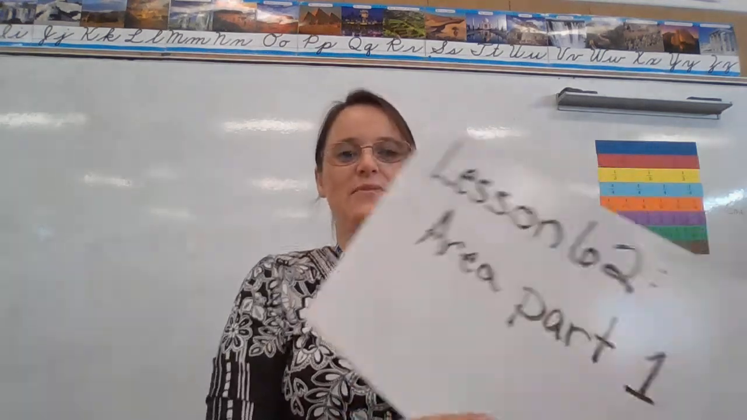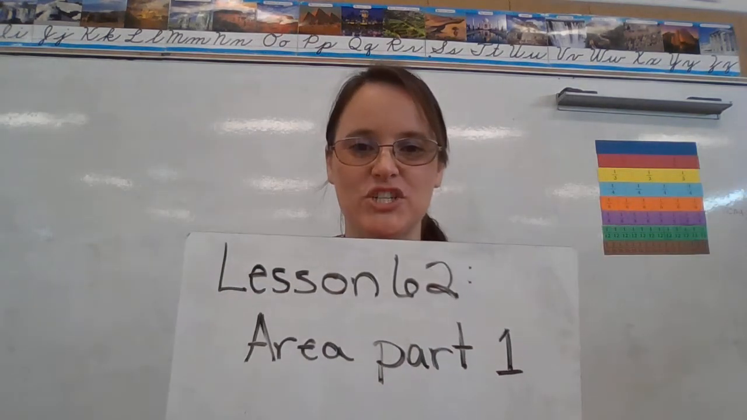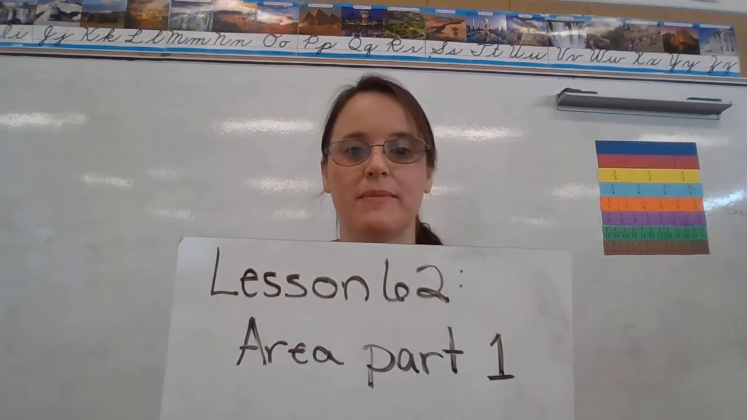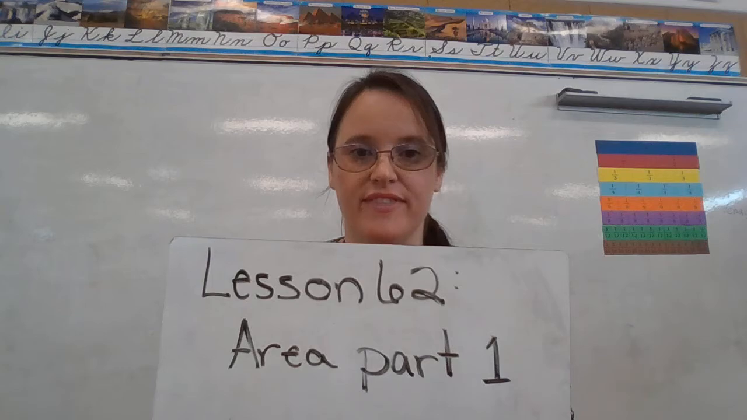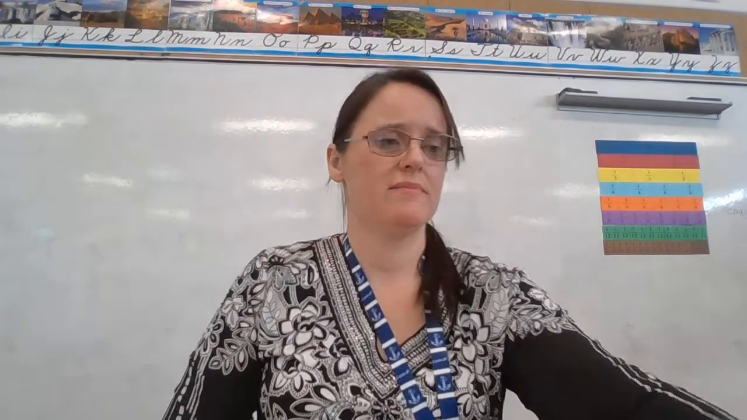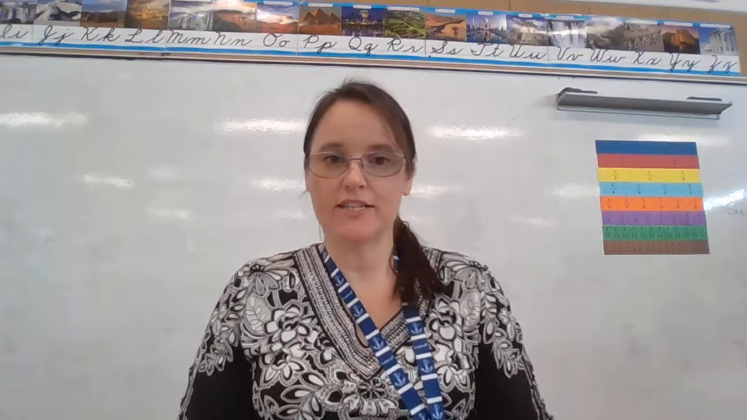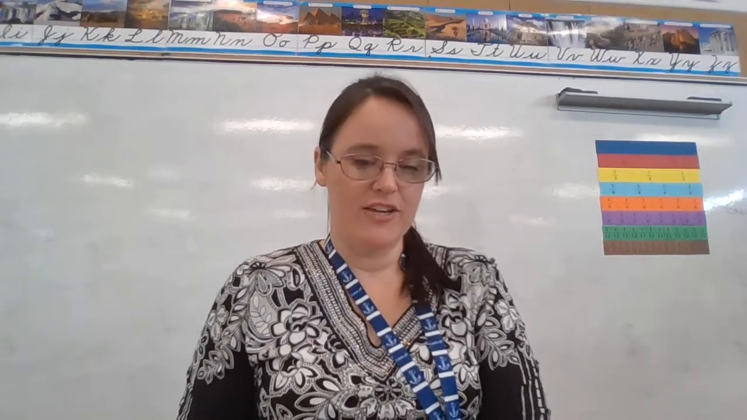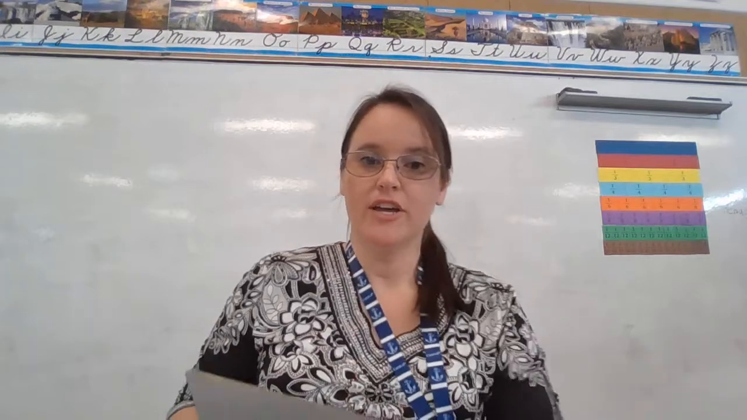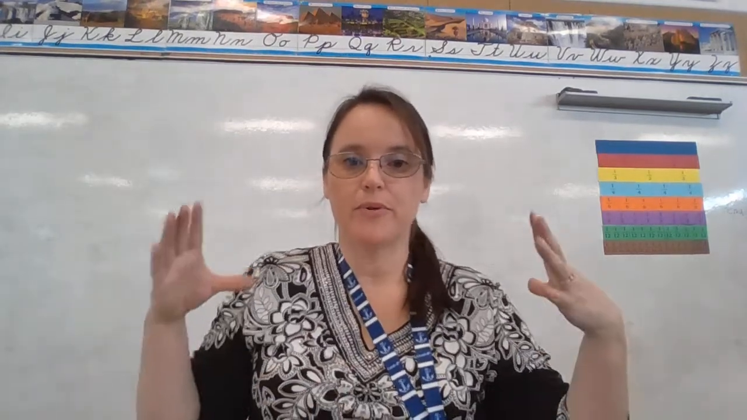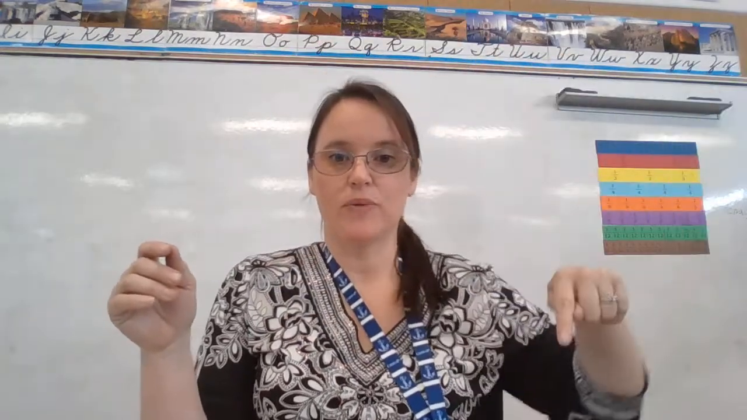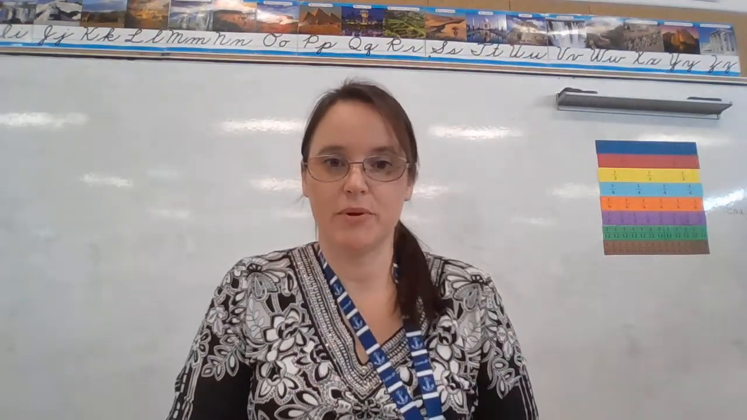Hi class, today we are on lesson 62 of Saxon Math Book 3, and today we're going to talk about the first part of the area lesson. So, a couple days ago, last week, we talked about perimeter, and you guys went outside and walked the perimeter of your yard. If you remember, I compared perimeter to a fence. The distance around a shape is the perimeter.